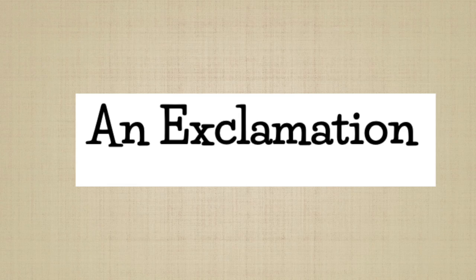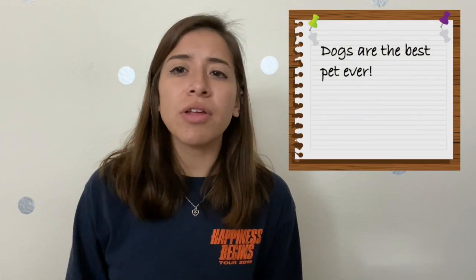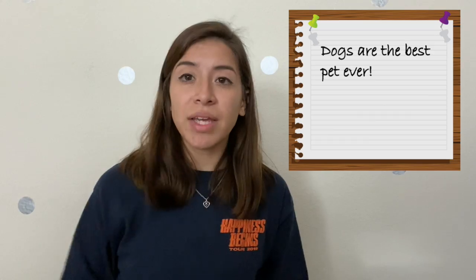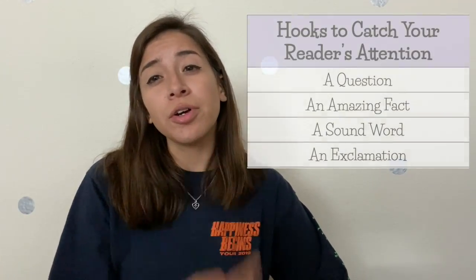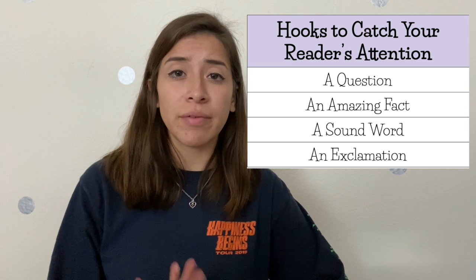Now, the last thing that you can use as a hook for the beginning of your story is an exclamation, a strong statement that's going to catch your reader's attention. A lot of times it's like an opinion, like, dogs are the best pet ever. Just something that is strong and says, this is what this is about. So those are the 4 different hooks that you can choose from to start off your informational book.